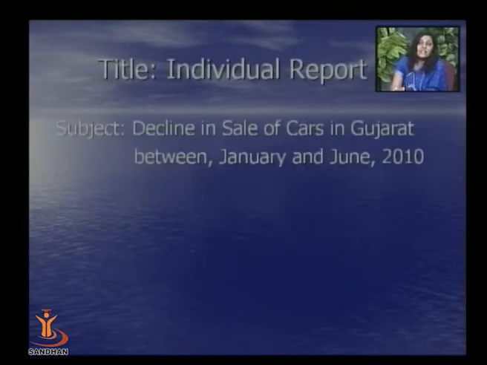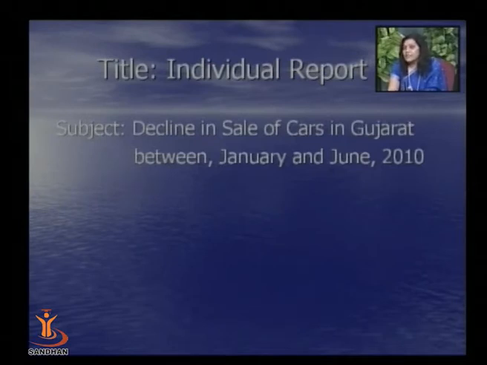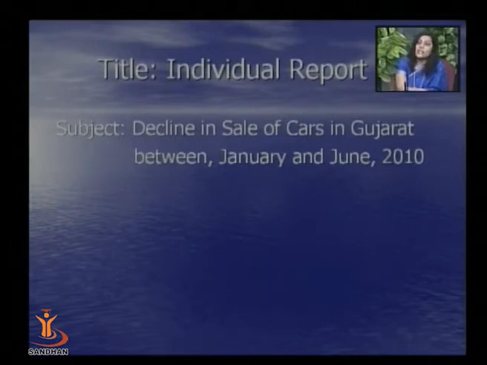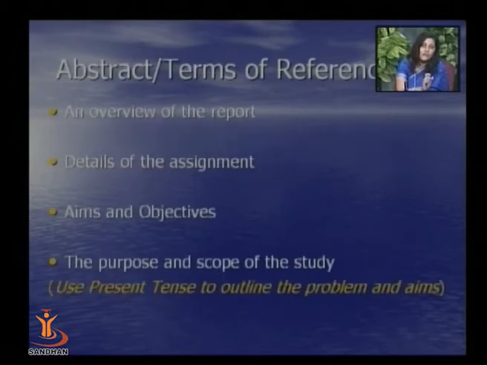In the individual report, in place of title, there is the subject line. So the title can be modified into the subject line, which goes as Decline in Sales of Cars in Gujarat between January and June 2010. This is the major difference between individual and committee report. There is no title for the individual report as the title gets accommodated in the subject line, but in the schematic or the committee report, we have the title of the report.